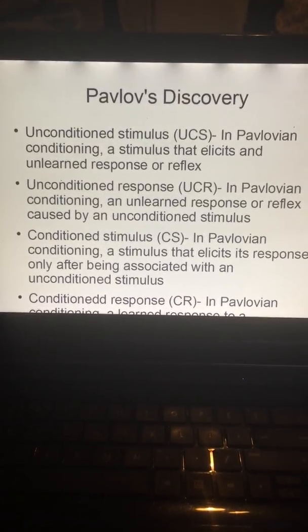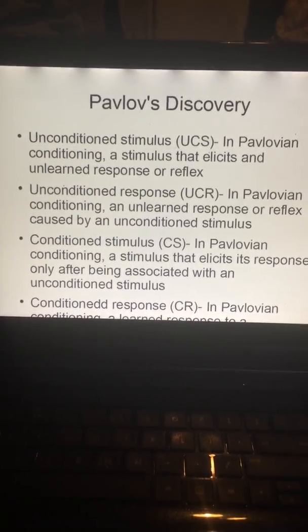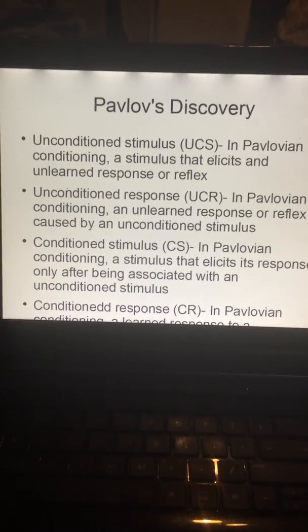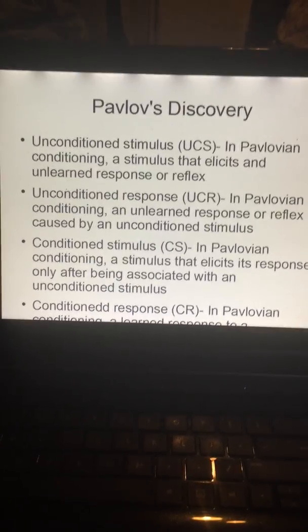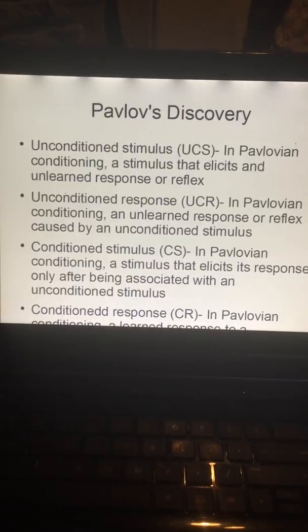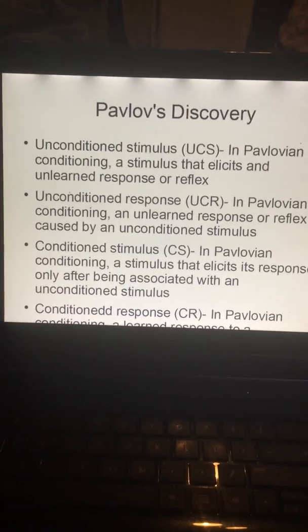Conditioned response is a reaction to a conditioned stimulus. In other words, if I was conditioned to be afraid of white rats, I get a white rat plopped on my lap, and I scream, that is a conditioned response.